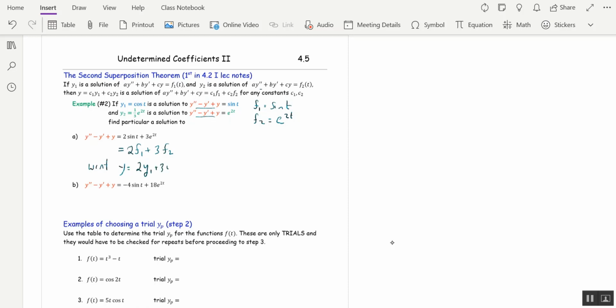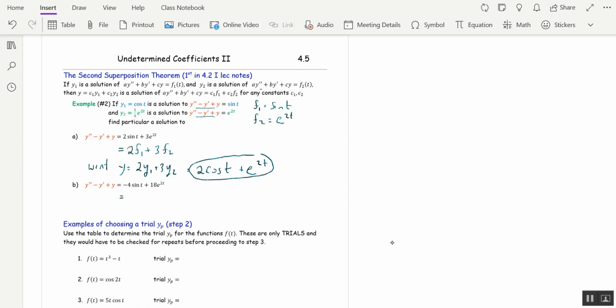2y1 plus 3y2. Now we're given y1 and y2. y1 is cos t, so this is 2 cos t, and y2 is a third e to the 2t, so this would just be e to the 2t. And there's our solution. Okay, pause the video and see if you can do the next one.